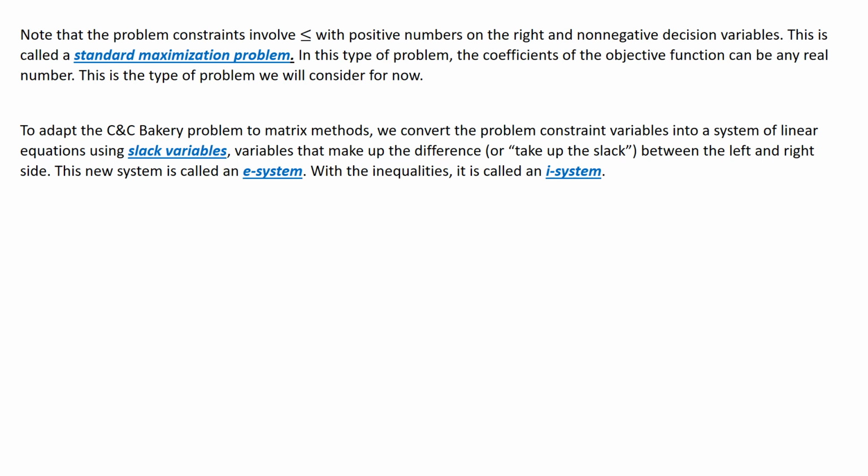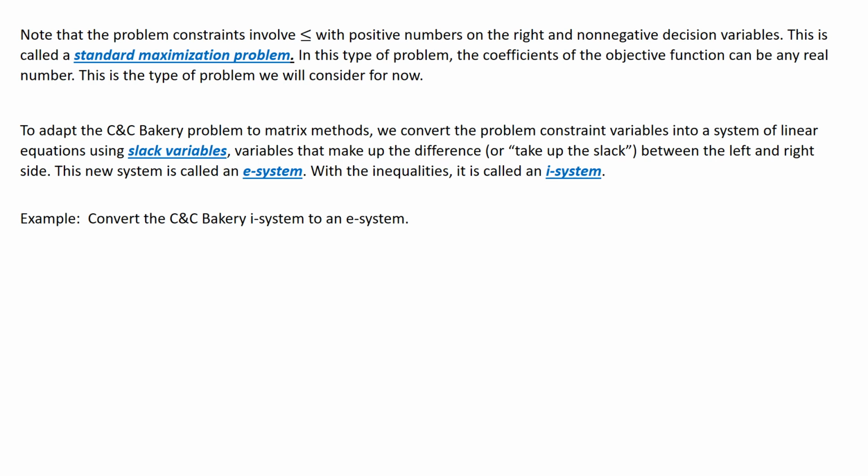In order to adapt the Crumb and Custard bakery problem to a table method, we have to adapt it to a matrix method. So that means we have to convert the problem constraint inequalities into a system of linear equations. To do that, we're going to use what we call slack variables. These are variables that make up the difference between the left and the right side. Essentially, they take up the slack. This new system is going to be called an E system for an equality system. The inequality system is called an I system.